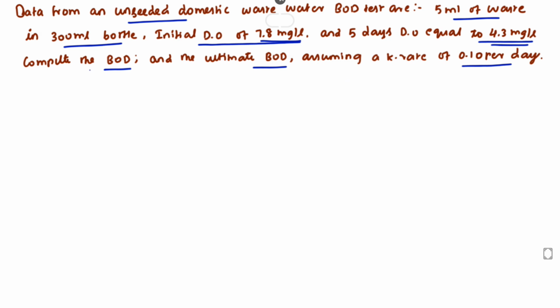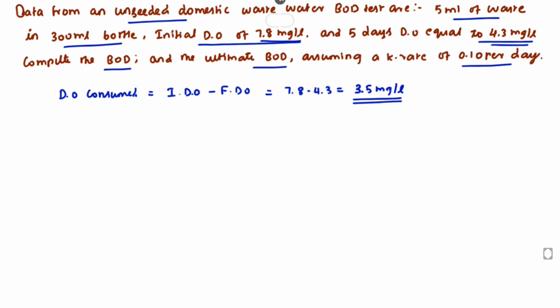Now DO consumed is equal to initial DO minus final DO, that is, initial dissolved oxygen minus final dissolved oxygen. So 7.8 minus 4.3 is equal to 3.5 milligram per liter. So for 5 days, 3.5 milligram per liter of dissolved oxygen is consumed.